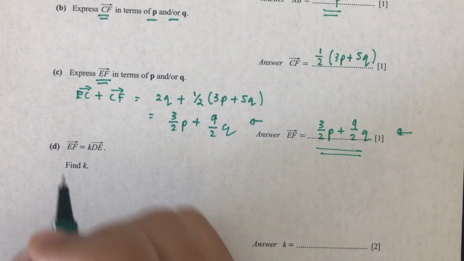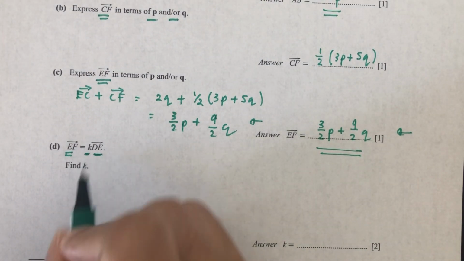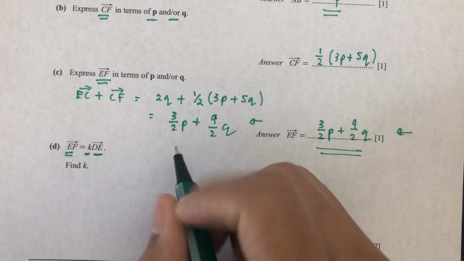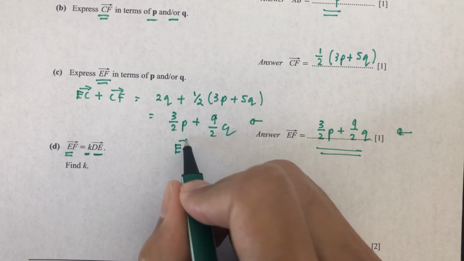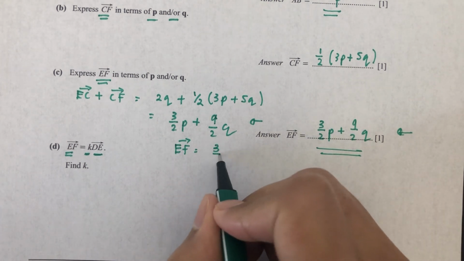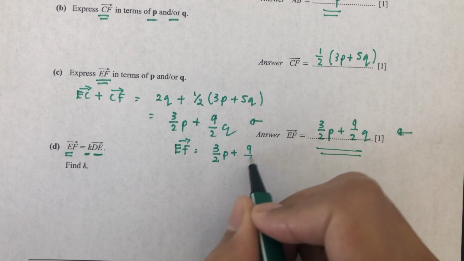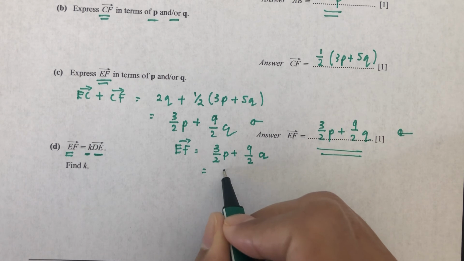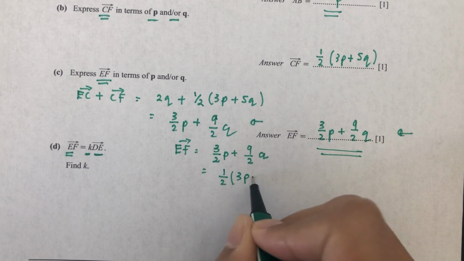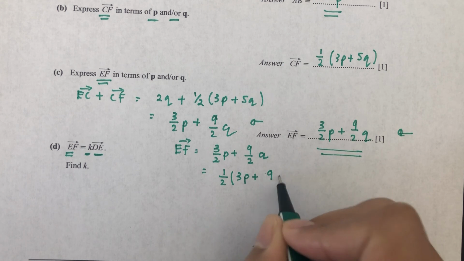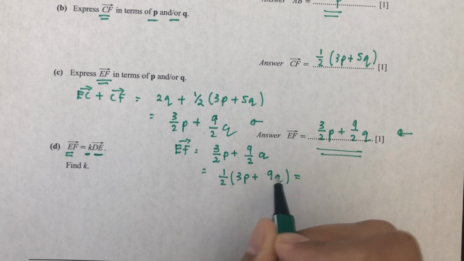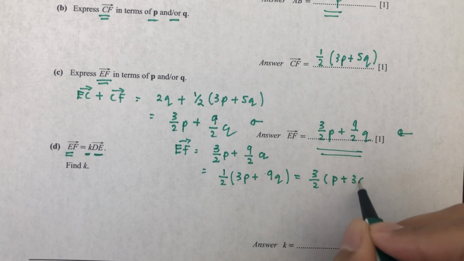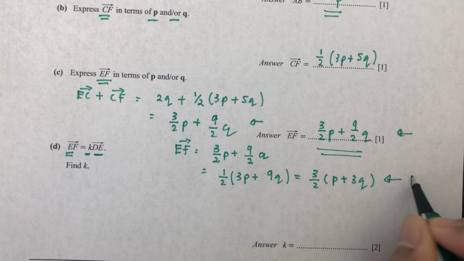Now for question D, we have EF is K times DE. We know EF equals 3 over 2 P plus 9 over 2 Q. Let's take 1 over 2 out, which gives 3P plus 9Q. We observe that we can also take 3 out. We will have 3 over 2 times P plus 3Q. So that is EF.